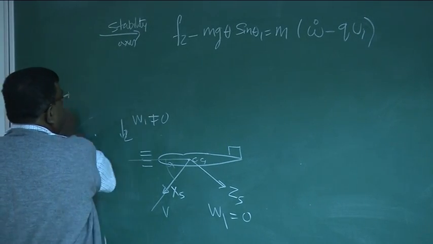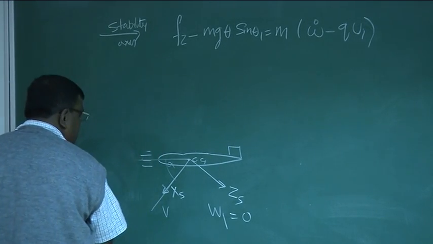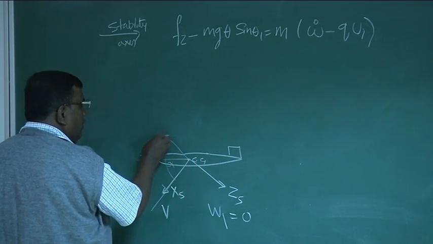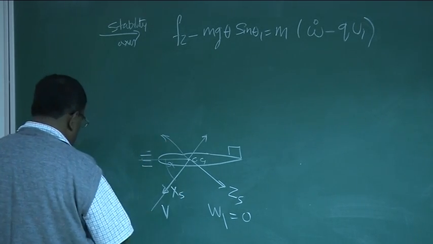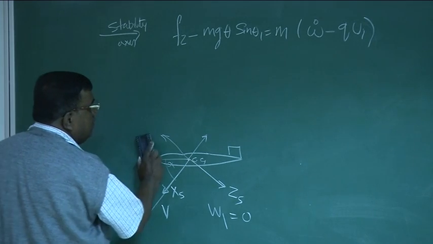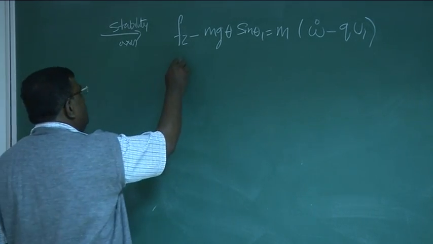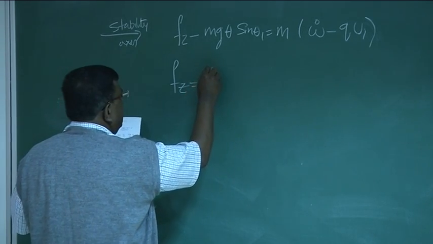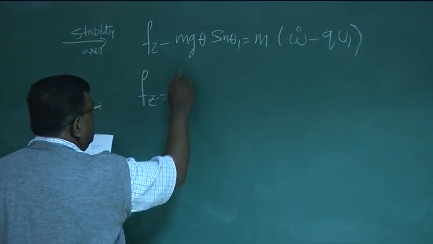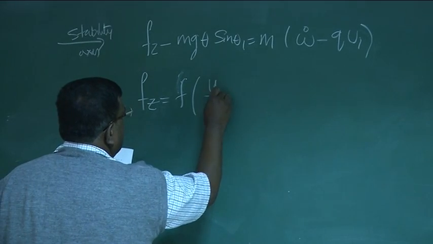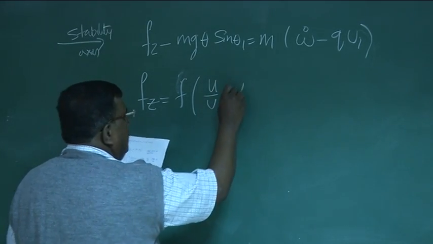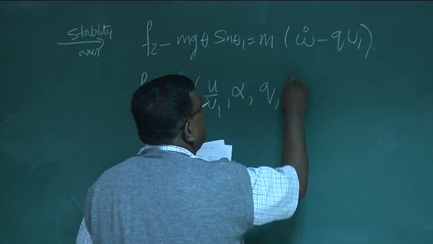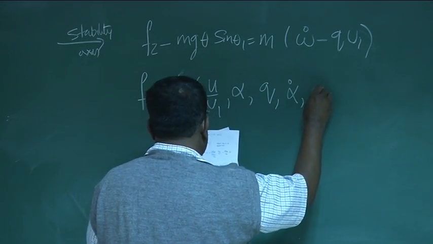Extremely important. And why the stability axis system? Because we know if velocity is in this direction, then lift is perpendicular to this, and drag is opposing this. So the computation becomes simpler. Again, we'll go mechanically like the way we have done there. So we'll write Fz is, now we are smarter, a function of u by u1, alpha, putting a term q, we may put a term alpha dot, and delta E.